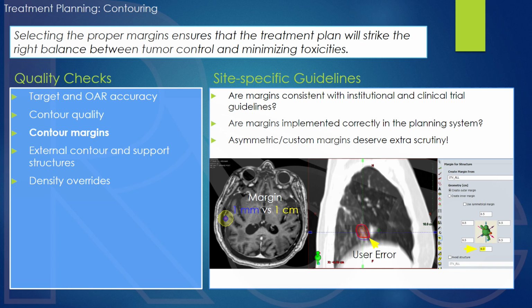So in the bottom left is a brain case, an SRS case. It is a small brain metastasis. The clinical institutional guideline is to use a 1 millimeter margin, shown in blue, but if someone's having a bad day and they move the decimal place just by one spot, then that 1 millimeter can turn into 1 cm, and we can do a lot of harm to the patient with radionecrosis.